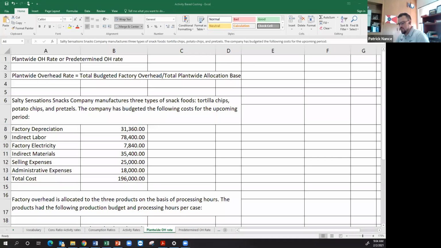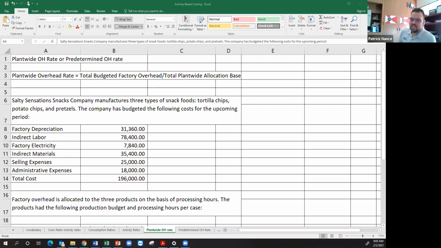Okay, this chapter is on activity-based costing. So the first thing we're going to talk about is kind of just an introduction to activity-based costing and what a plant-wide overhead rate is. And so first thing, overhead is what we're mainly talking about as the main focus of this chapter.